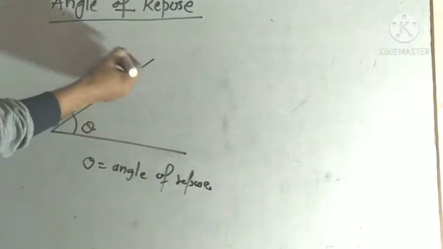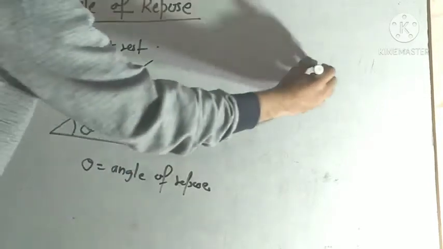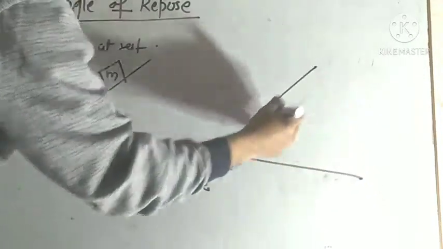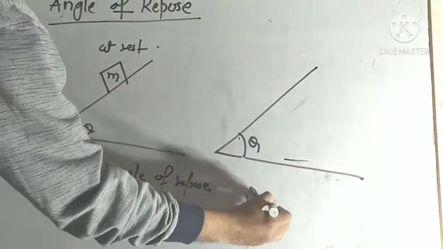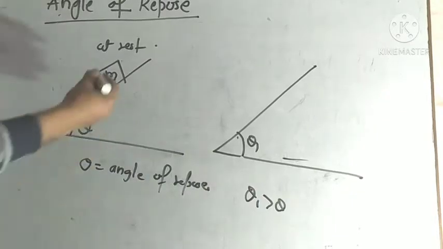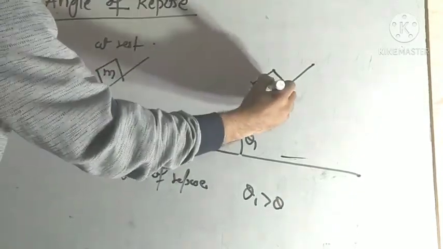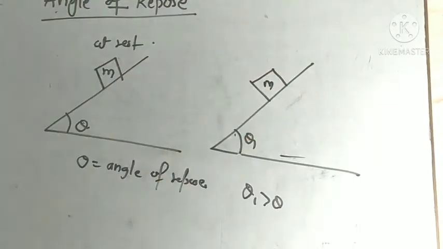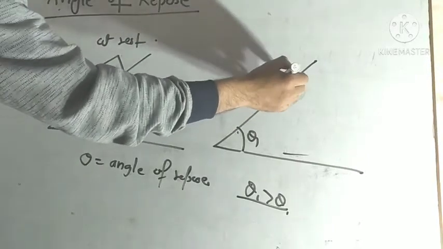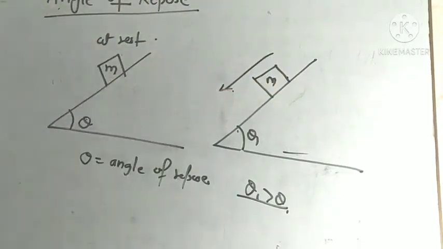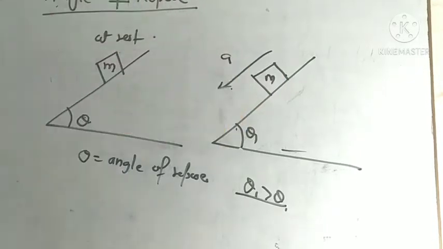So this box is at rest. Now we take another inclined plane which makes an angle theta 1 with the horizontal, and theta 1 is greater than theta. We put a box having the same mass m on this inclined plane. Here theta 1 is greater than theta, so this box comes in motion, moving downward with some acceleration a.